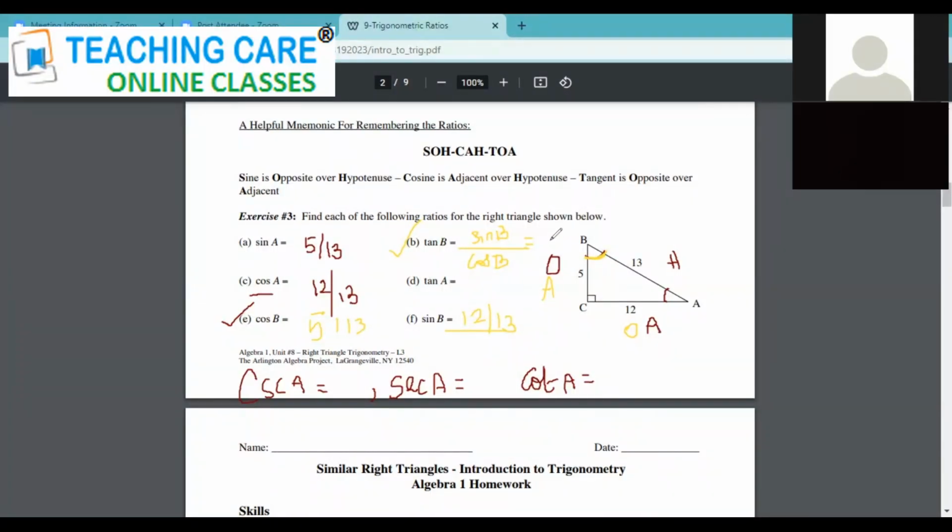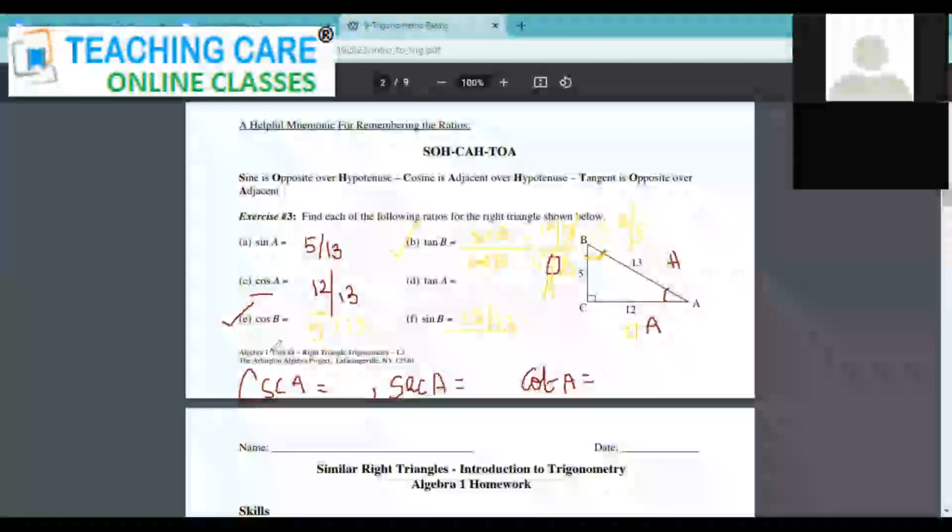156 over 65. You just divide it, right? It's 12 over 30 divided by 5 over 13. Yes, so 13 gets cancelled. So you will be left with 12 over 5. That's all.